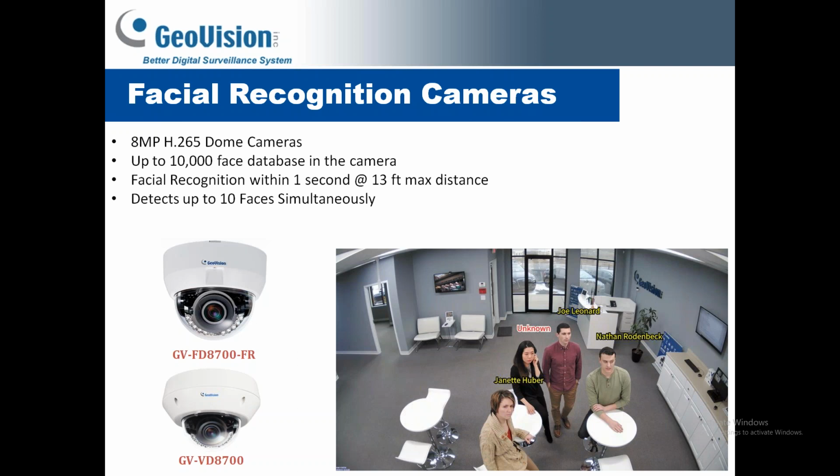Really, the main differences between them are the FD8700-FR is indoor and non-vandal resistant, and then the VD8700 is outdoor rated and vandal resistant. Both models have up to a 10,000 face database directly into the camera. You can log into the web interface of the camera and upload your images of your person of interest, or again, you can do it through the VMS software like I demonstrated earlier. For recognition, you need to have this camera mounted within about 13 feet of, say, your entrance to your facility. That's the max distance at which it will recognize a face, and it can recognize up to 10 faces simultaneously.